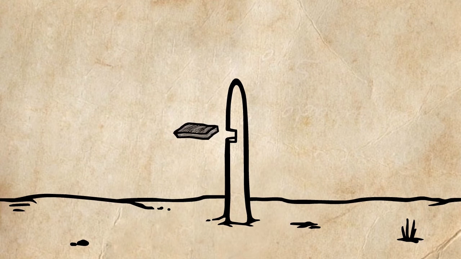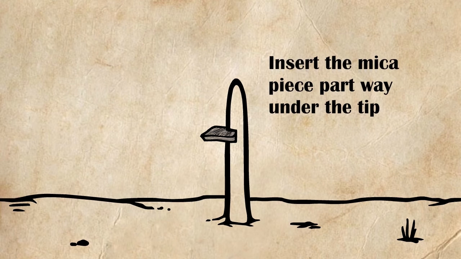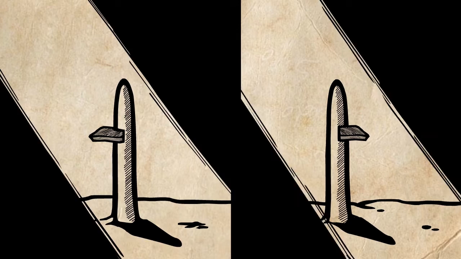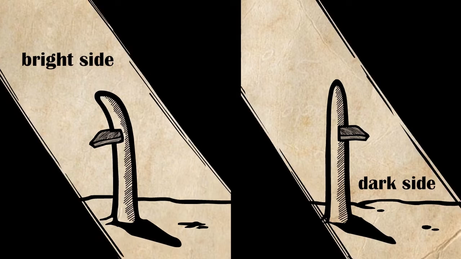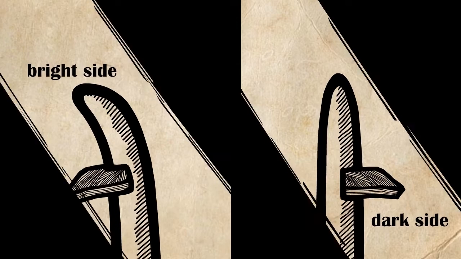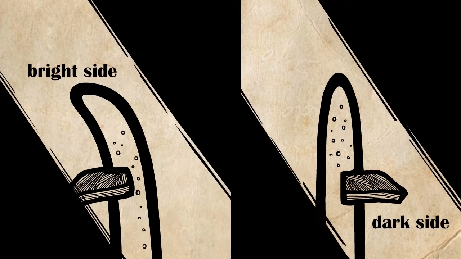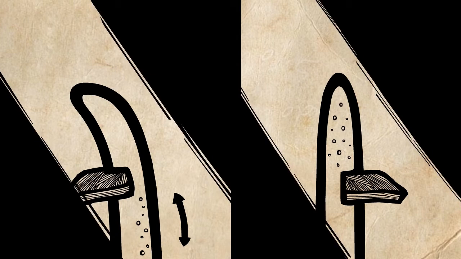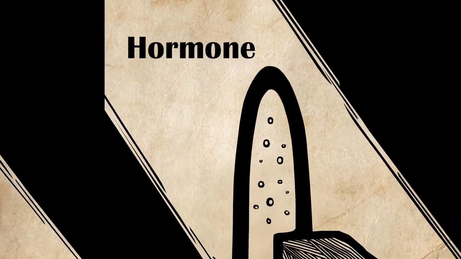Next, he inserted a mica piece under the tip, not fully under, only part way into the side. He noticed the way the mica piece was placed affected the result. If mica was put on the bright side, coleoptiles continued to bend. However, when put on the dark side, the plant lost its light sensitivity. That means if the chemical had to go down to have its effect, it must be transmitted through the dark side to promote more growth along this side. Now that we know this is a chemical, or in other words, a hormone, we'd like to capture the hormone and make it work under our control.